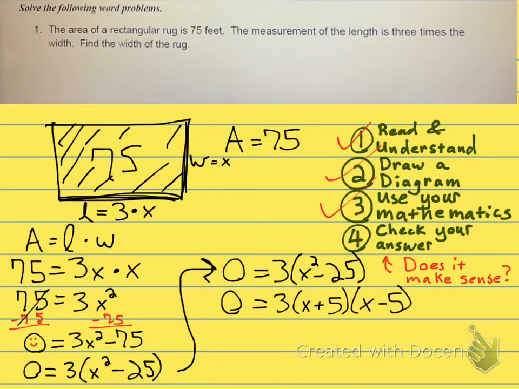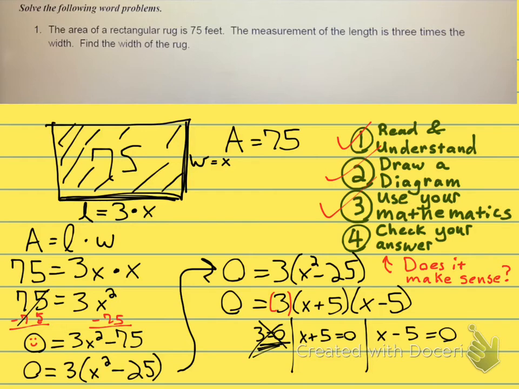And the next step in solving a quadratic equation is to set every one of my factors equal to 0. So 3 equals 0. x plus 5 equals 0. x minus 5 equals 0. And now let's solve. 3 equals 0. Can 3 ever equal 0? No, it can't. I don't get any answer from that.